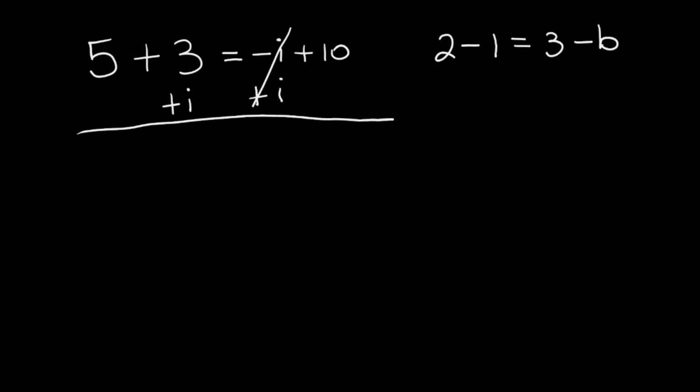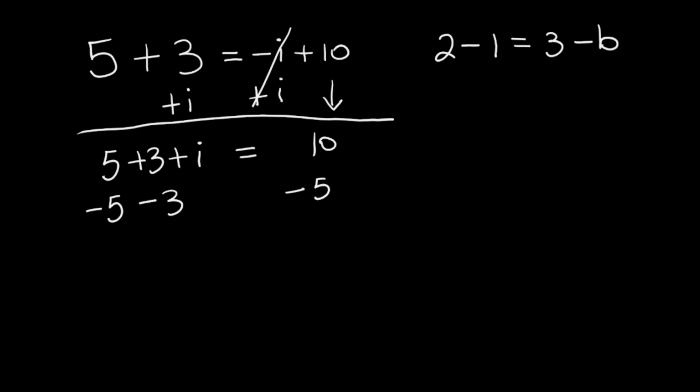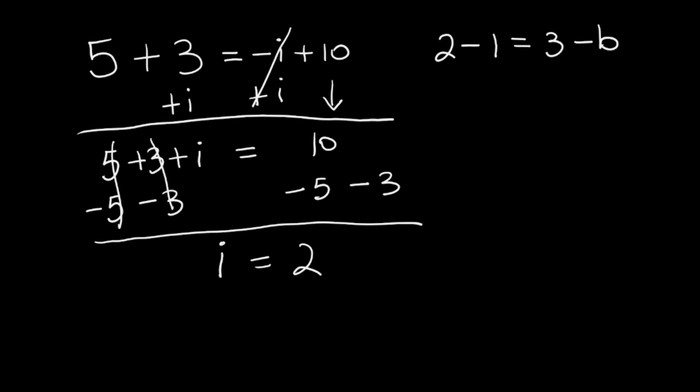So this becomes 0. We pull our 10 down, and this becomes 5 plus 3 plus i. Now that our i is positive, we can go ahead and perform the same steps again. So we can subtract 5, subtract 3, but if we subtract 5 and 3 on the left, we need to subtract 5 and subtract 3 on the right. So this becomes 0, this becomes 0, and this becomes i is equal to 2.